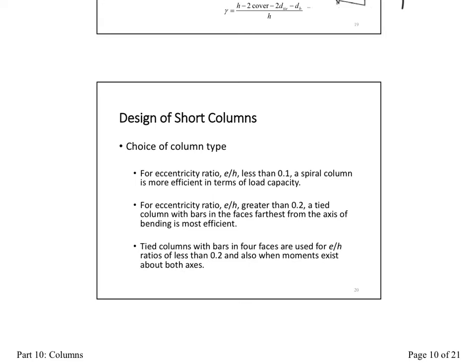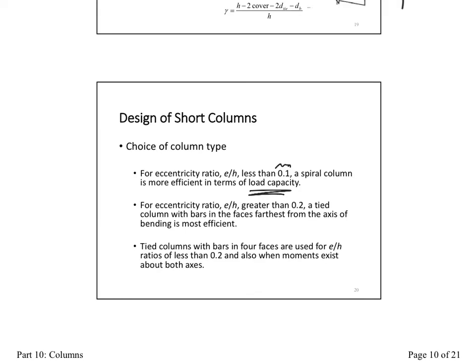It says for eccentricity ratio, e over h, that are less than 0.1, we don't have to do that check, but we know that for such a small eccentricity, it means that we have such a small moment on the column. We say a spiral column is more efficient in terms of load capacity, but remember that spiral columns are only applicable for rounded or circular columns.